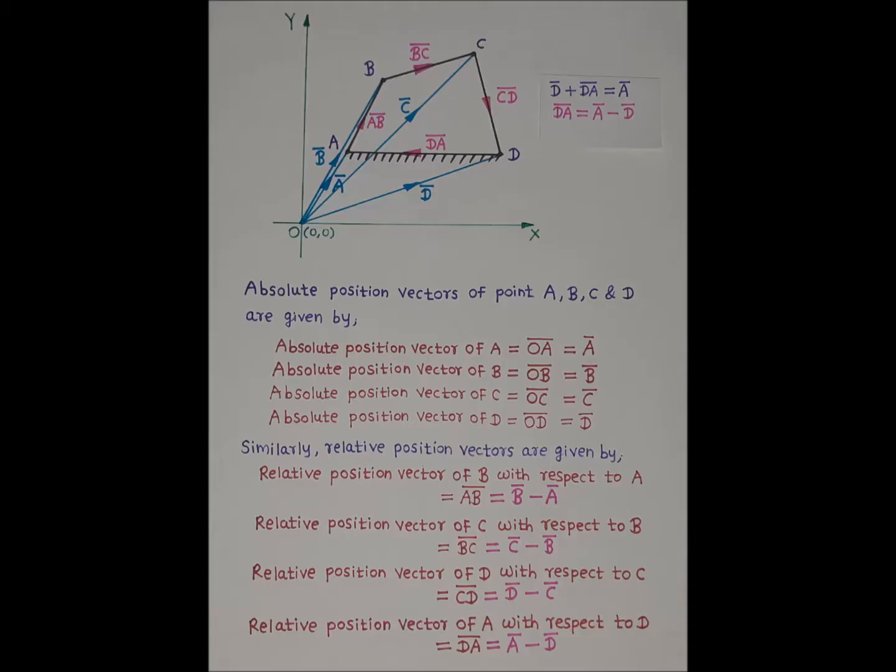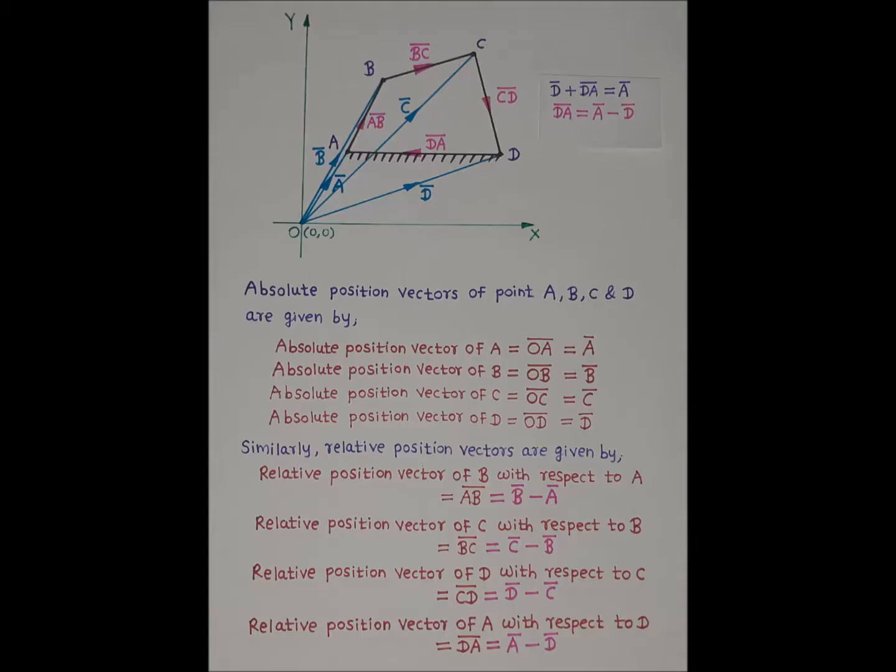So like this we have written relative position vectors for all points. Between B and A we have written that relative position vector as AB bar. Between C and B we have used relative position vector BC bar. For D and C, we have used relative position vector CD bar. And for A and D, we have used relative position vector DA bar.